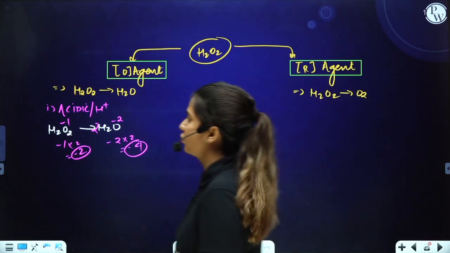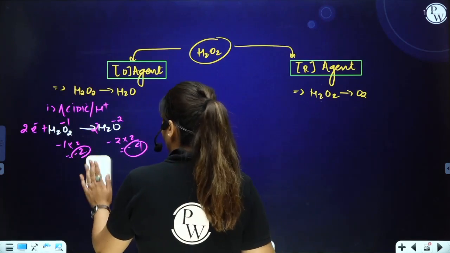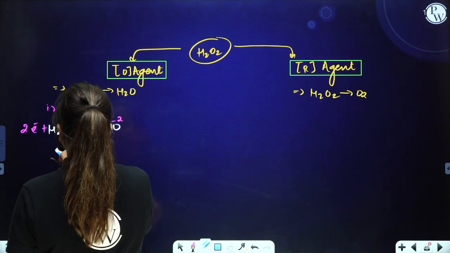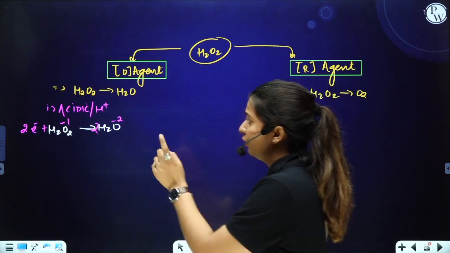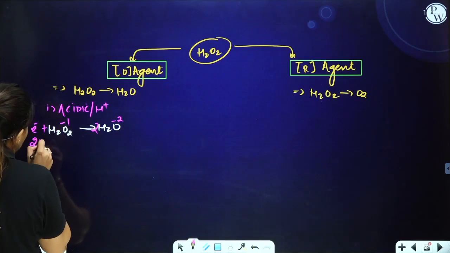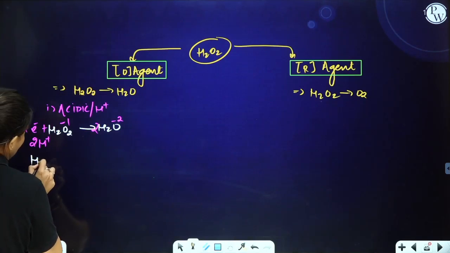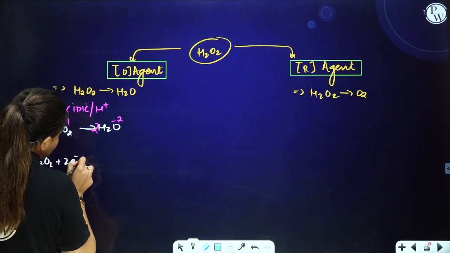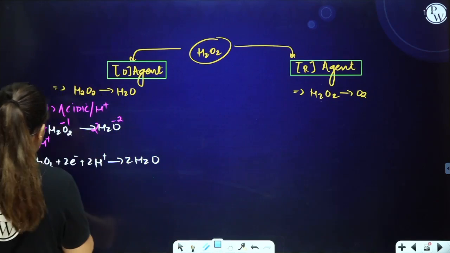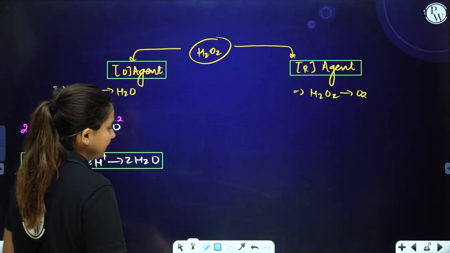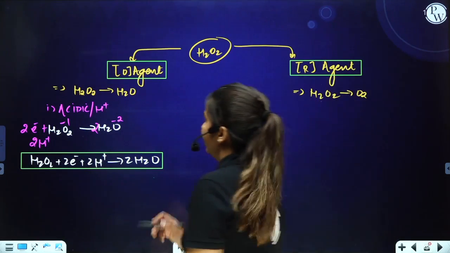So what you have to do actually, you have to add over here the 2 electrons. So the charge now will be same. But what about the number of hydrogen atoms? There are 4 hydrogen atoms over here. So you have to add 2 H positive over here. Now you are going to get this overall reaction, that is H2O2 plus 2 electrons plus 2 H positive is going to give you 2 water molecules as your reaction, behaving as H2O2 as an oxidizing agent in the medium which is acidic. Okay.